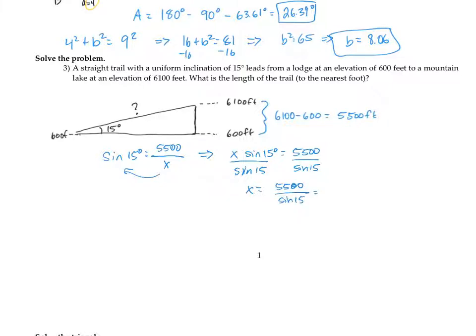Throw that in my calculator. And I get 22,250. It says round to the nearest foot, so I don't need any decimal. That is the length of the trail. All right, moving on to the next one.